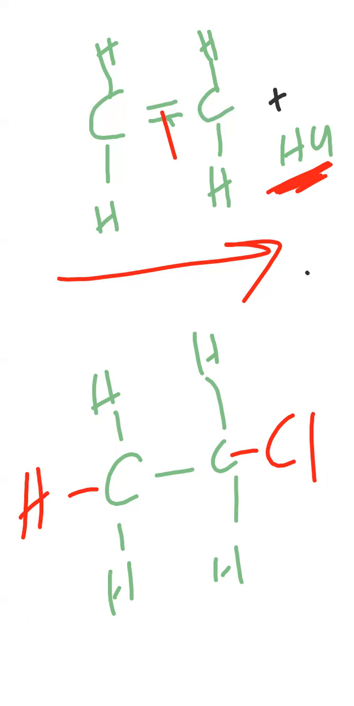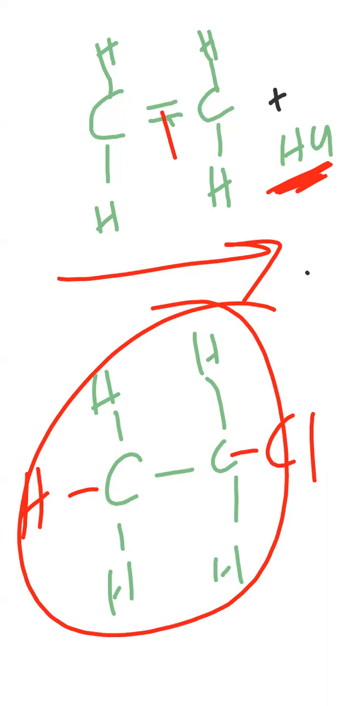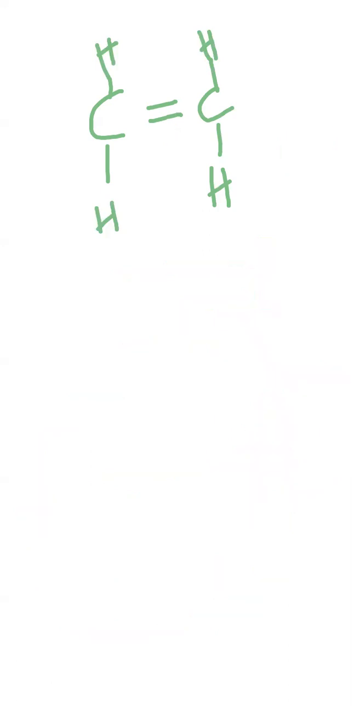This is called haloalkane. Carbon and carbon have a single bond between them, so this is alkane, and chlorine is attached, so haloalkane. What I did here is an addition reaction, and this type of addition reaction is called halogenation. Halogenation of alkene can give you haloalkane. Halogenation of ethene can give you haloethane. Halogenation of pentene can give you halopentane. This is so simple. Now, the alcohol ones.